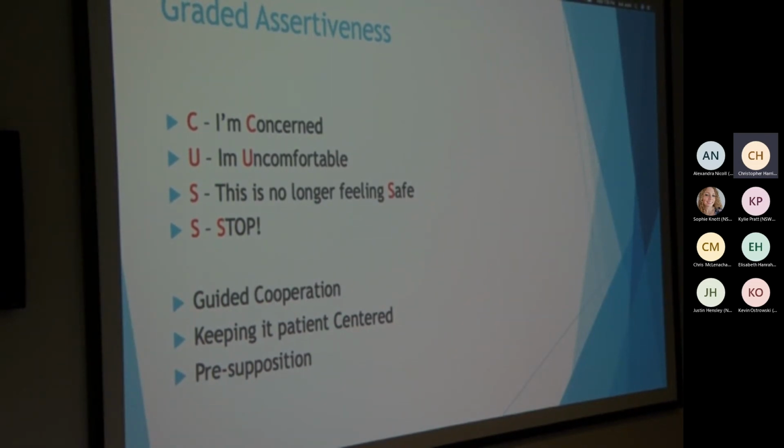We talked about CUS: I'm concerned, I'm uncomfortable, it's not feeling safe, and stop. So these are certain phrases, like an acronym, which I seem to remember, but it's good to have a kind of system in your head, I think, when you're talking about graded assertiveness and conflict resolution, as well as just making sure we're keeping this patient-centered. I think that's also a key word when it comes to the exam.